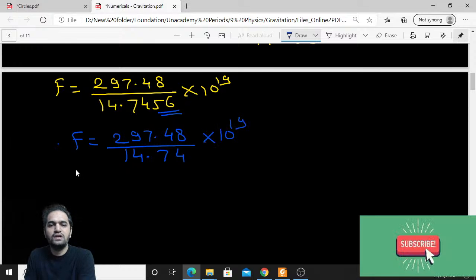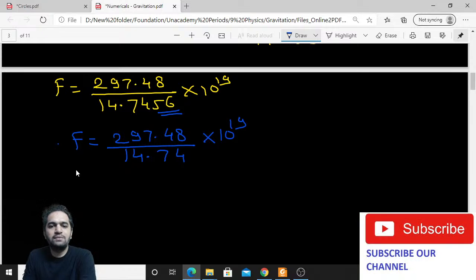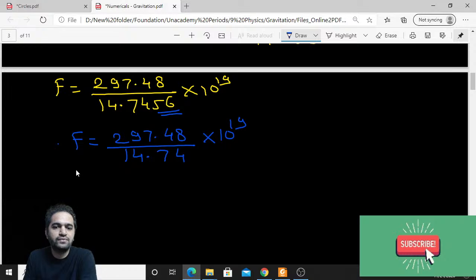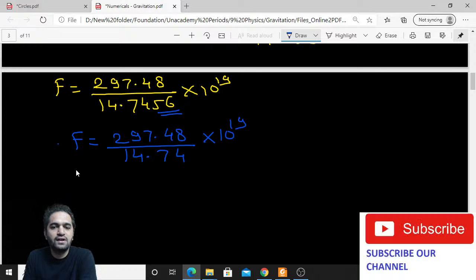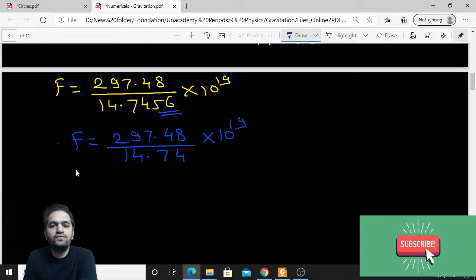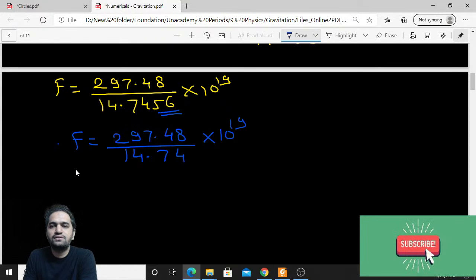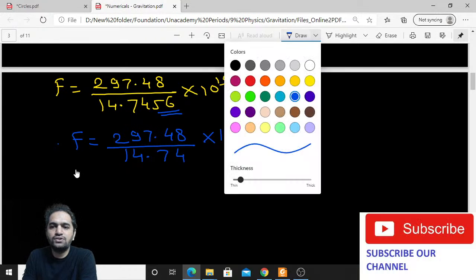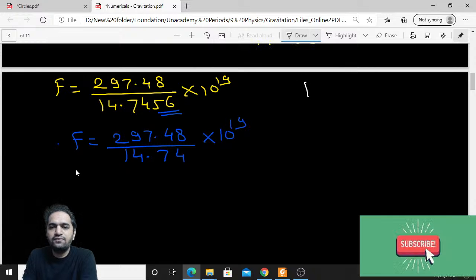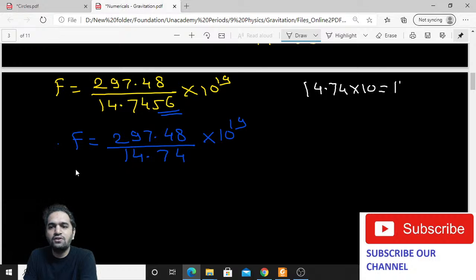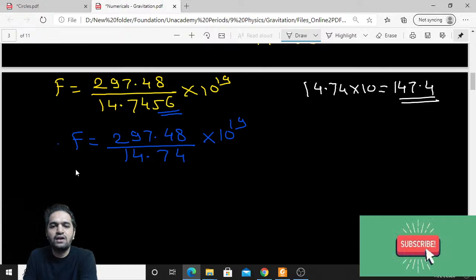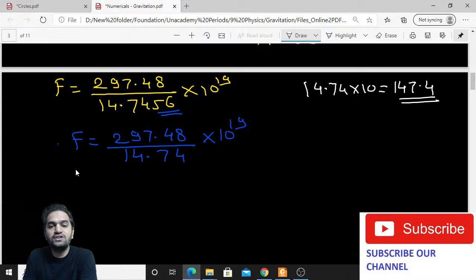Fine. Okay. So can you please try to divide 297.48 divided by 14.74? Before we get into the division part, you can directly divide with 14.74. But how can we do this? All you have to do is, see, if we multiply 14.74 into 10, the value will be 147.4, right? And how much value you need to reach? You need to reach 297.